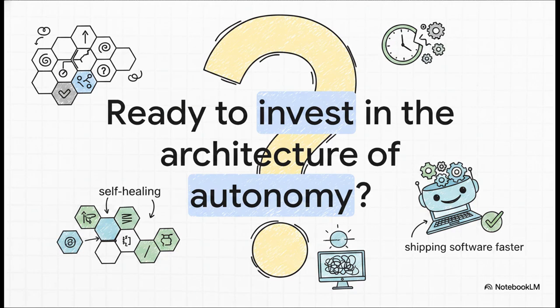But none of this is plug and play. It takes serious architectural investment and a willingness to let go of our old deterministic safety blankets. So I'll leave you with this question to think about. Is your team ready to invest in the architecture of autonomy so you can ship software faster? Or are you going to keep waking up at 3 a.m.